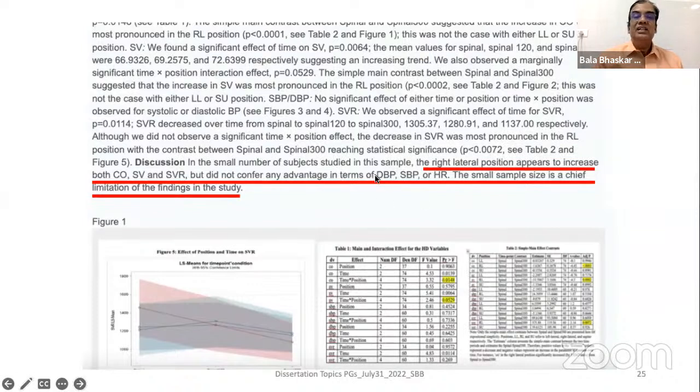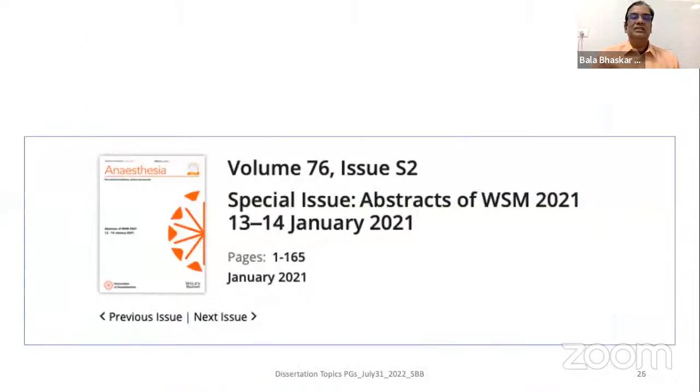But they said that in terms of systolic blood pressure, diastolic blood pressure, and heart rate, there was not much of a difference between the left lateral and right lateral position. So what I'm trying to stress is, don't think that some of the foreign publications are too high-funda in terms of what we can or cannot do. There are very simple topics which can be picked up for a dissertation.